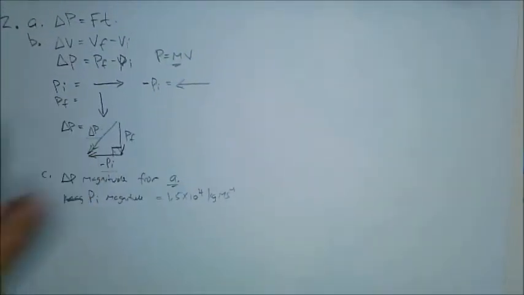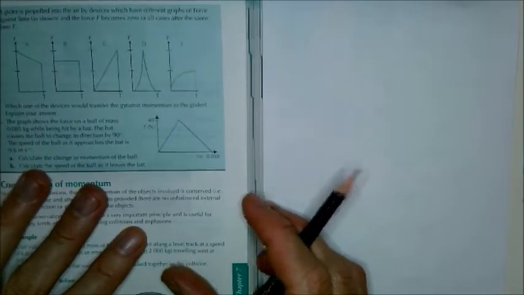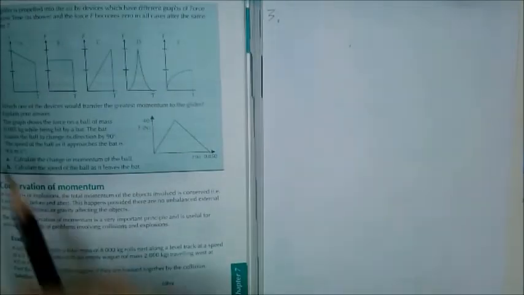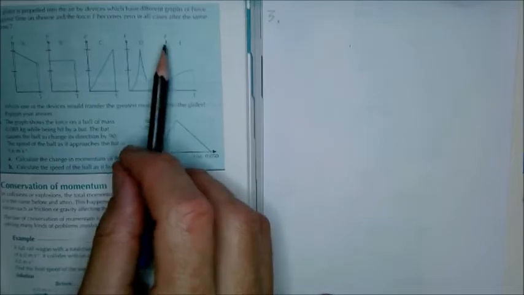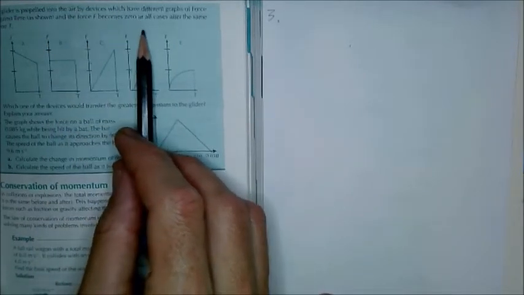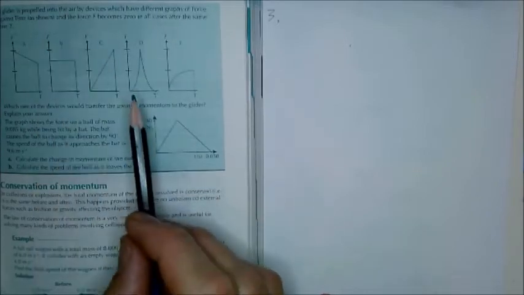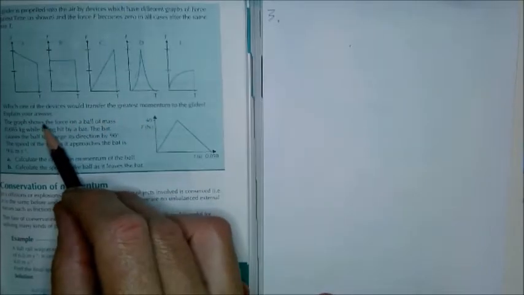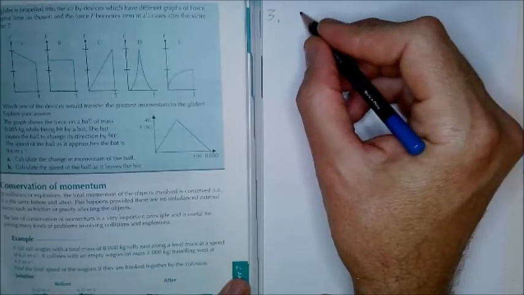Okay, so that's question 2. Just turn this around so we can have a look quickly at question 3. A glider is propelled into the air by devices which have different graphs of force against time as shown, and the force F becomes 0 in all cases after the same time t. Okay, so which one would transfer the greatest momentum to the glider? Explain your answer. Well, here's the rub.